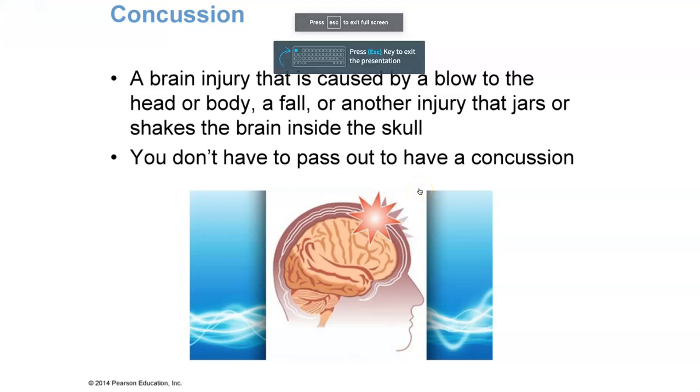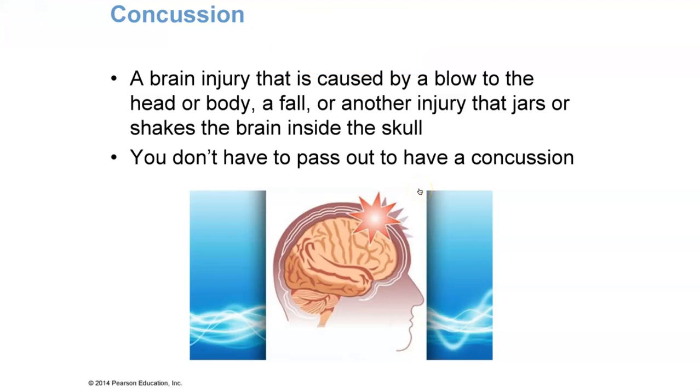So chapter 13, part 2, the first thing that we're going to start with is concussions. A concussion is defined as a brain injury that is caused by a blow to the head or body, a fall, or another injury that jars or shakes the brain inside of the skull. When I was growing up, it was thought that someone actually had to lose consciousness in order to have a concussion. Well, through research, we have learned that you do not have to pass out in order to be having a concussion.